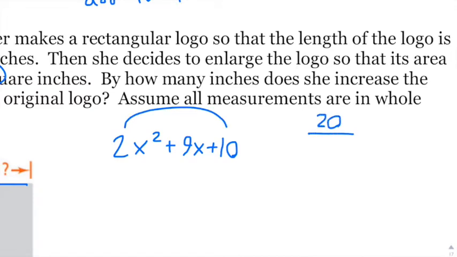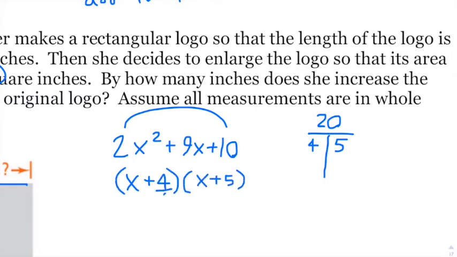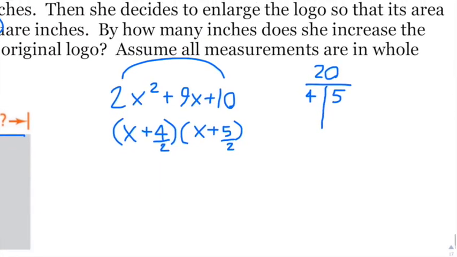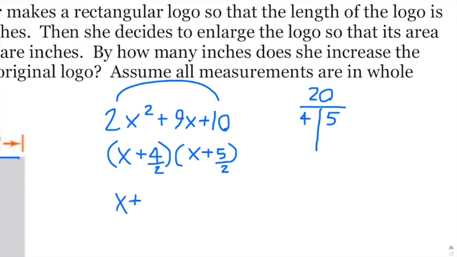What multiplies to positive 20 and adds to 9? I think I got 4 and 5 for that. So we'll go x plus 4, x plus 5, and we'll divide by our a value, which is 2. So that'll be x plus 2, and then 2x plus 5.